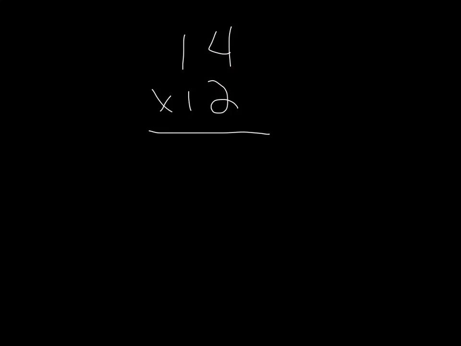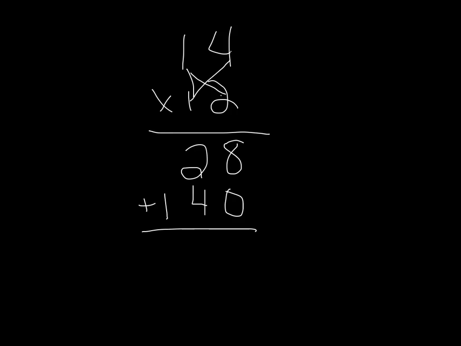Let's try to solve this problem by doing the standard way we usually do it. 2 times 4 is 8, and 2 times 1 is 2. We drop our 0. 1 times 4 is 4, and 1 times 1 is 1. Then, of course, we add again, which, as we get to that step, we will be able to see that we could also use the commutative property of addition.